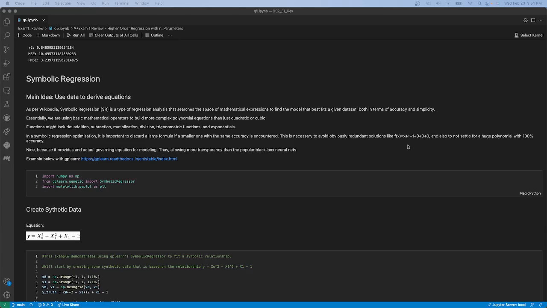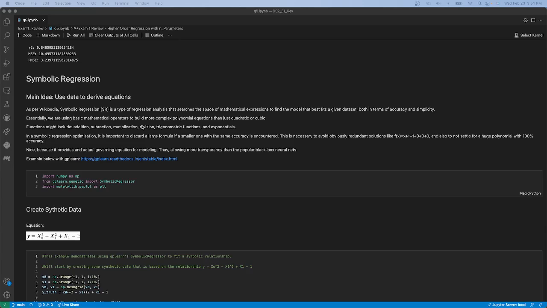But to bring it back down to the context of our class, really we're just using basic mathematical operators, like addition, subtraction, multiplication, division, even trigonometric functions, and in more complex cases exponentials. And we're trying to use those basic operators to build a more complicated equation. And we're always going to favor the smaller. So we're going to discard a large formula if a smaller one is available.